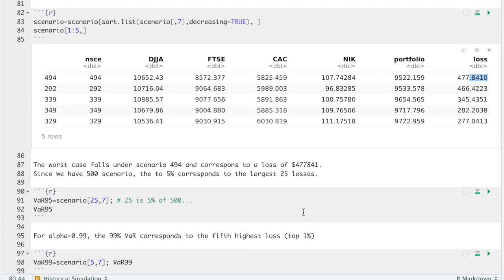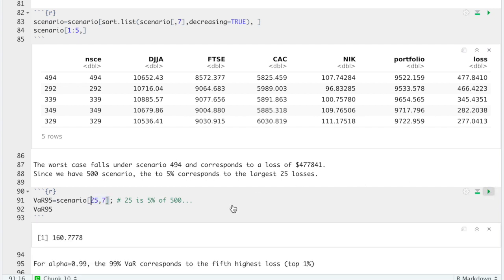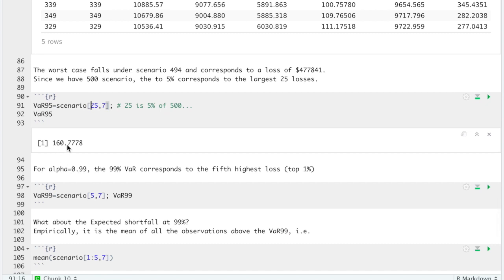Now, since we want to compute the 95% value at risk, the 95% value at risk is that value such that 95% of the observations are smaller and only 5% are larger or equal to. Now, a very trivial way of computing this, once we have ordered our losses, is just to take the top 5% of the observations. So 5% of 500 is 25, so our 95% value at risk will be observation 25, since the losses have been ordered, okay, so it's very important. This value is 160,000, okay?